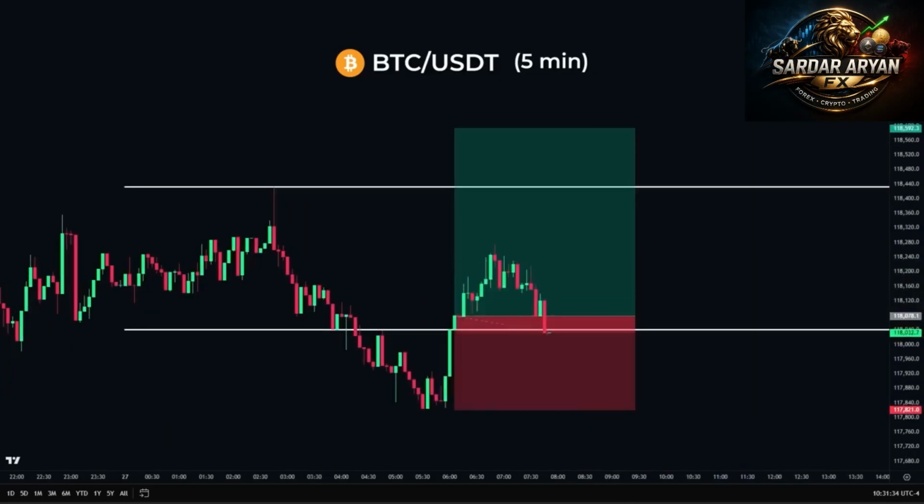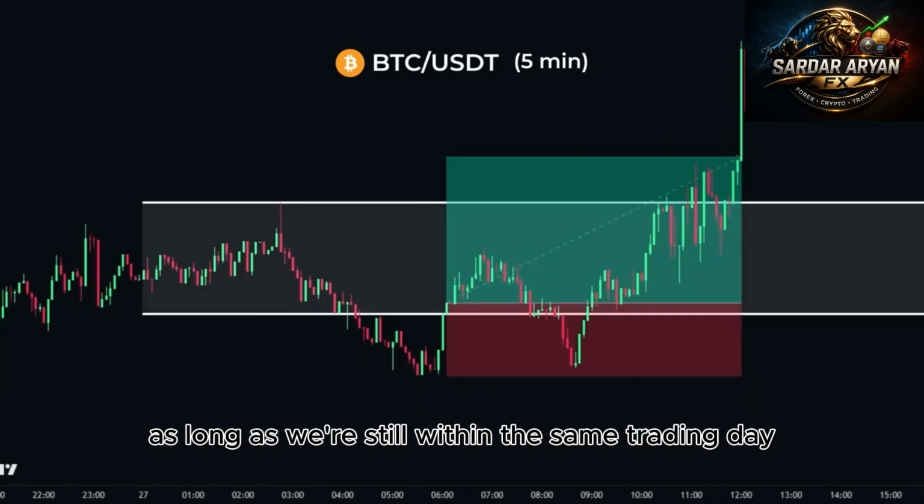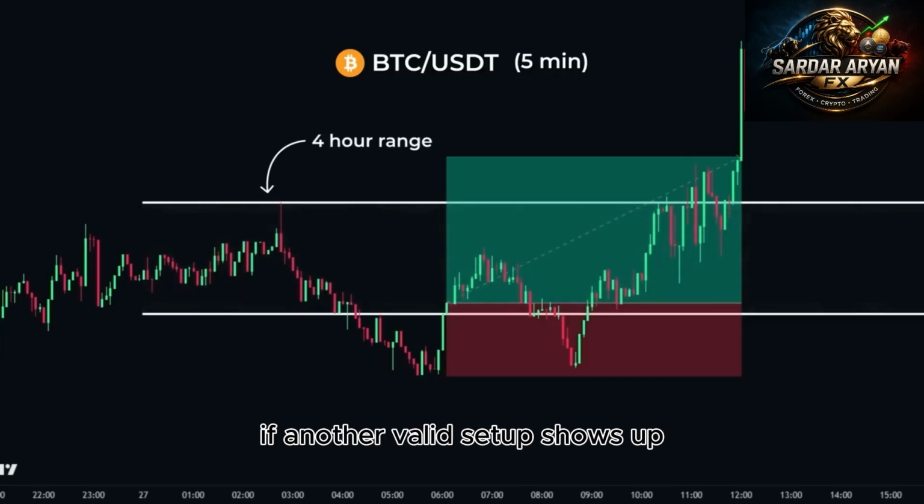As you can see here, price moves up and hits the take profit target. Now keep in mind, as long as we're still within the same trading day as the 4-hour range we marked, we can still take more trades if another valid setup shows up.